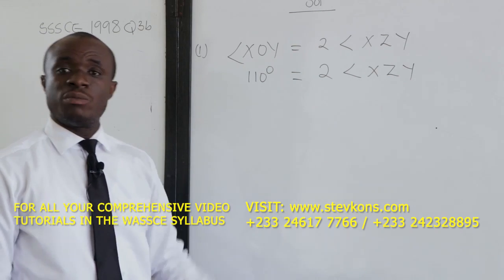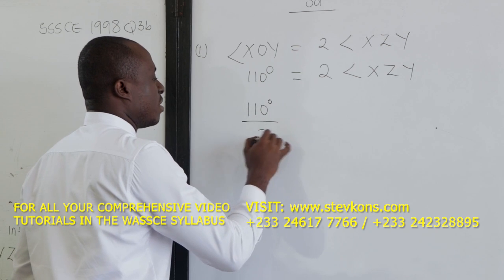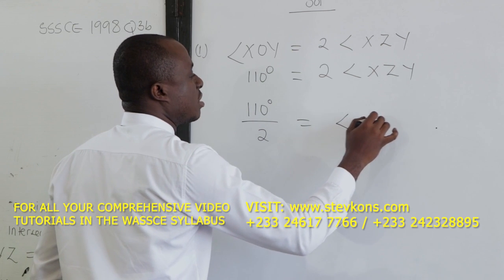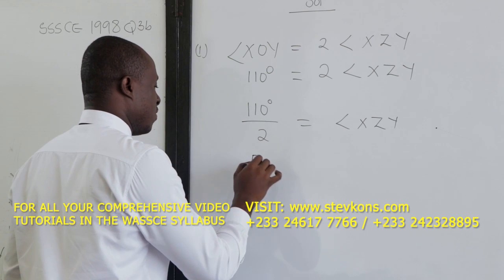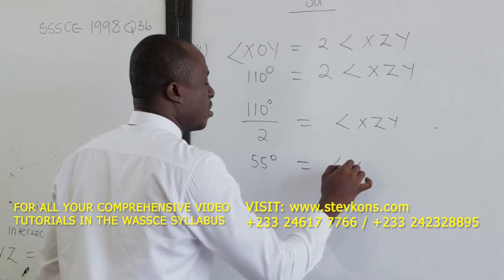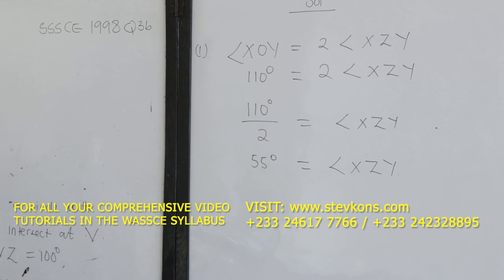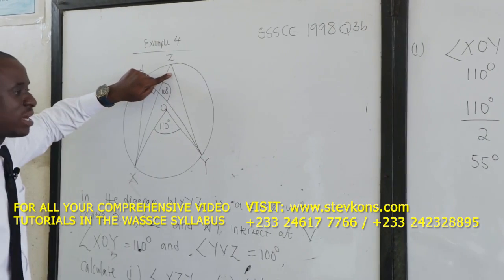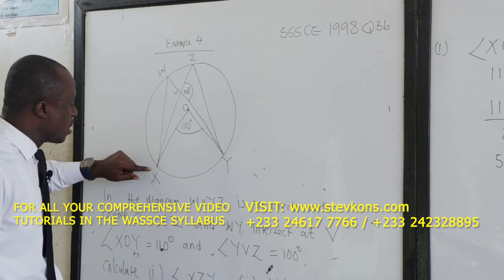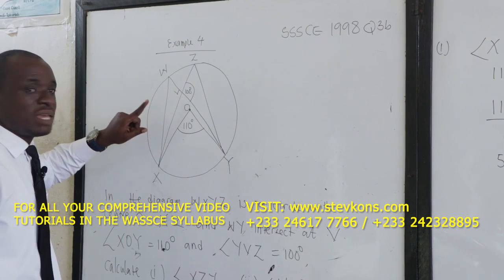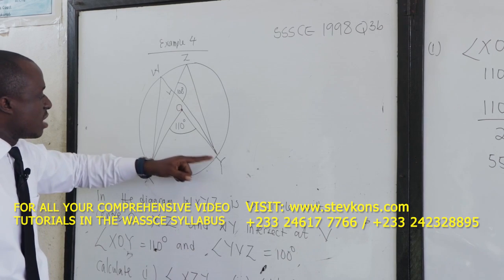So what do you do? We have to divide both sides by 2. 110 all over 2 equal to XZY. So 110 divided by 2 is 55 degrees, equal to XZY. So we know the angle XZY to be 55 degrees. Now from the first property, we know that the angles a chord subtends at the same segment at the circumference are equal. So XZY is also equal to what?